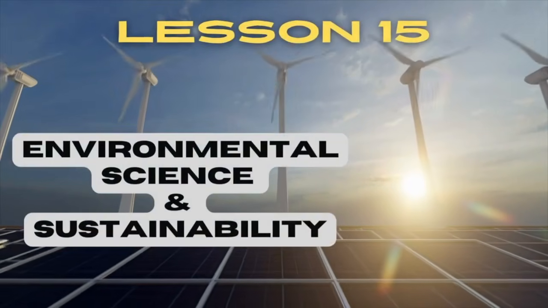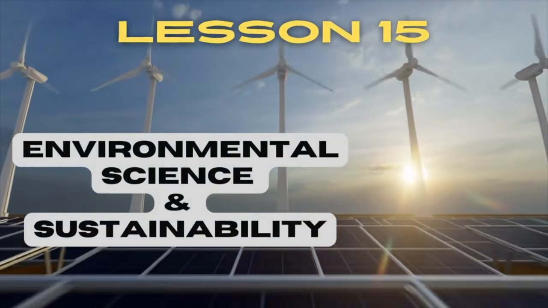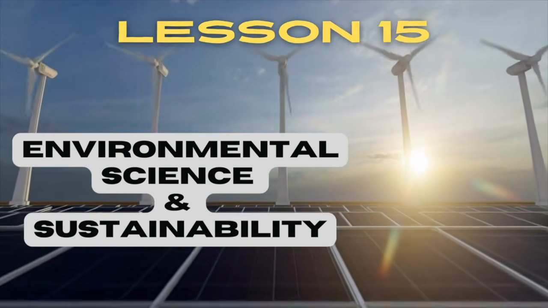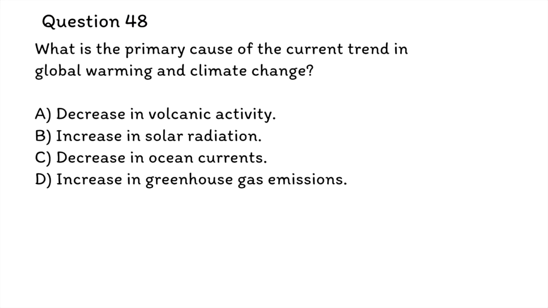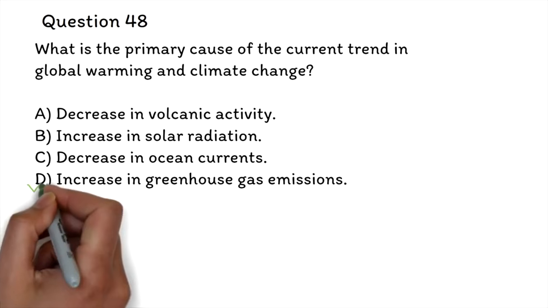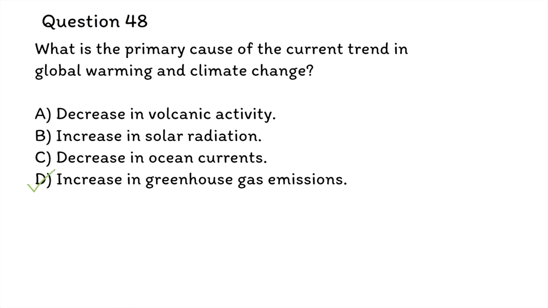Lesson 15. Environmental Science and Sustainability. Question 48. What is the primary cause of the current trend in global warming and climate change? A. Decrease in volcanic activity. B. Increase in solar radiation. C. Decrease in ocean currents. D. Increase in greenhouse gas emissions. The correct answer is D. Increase in greenhouse gas emissions.